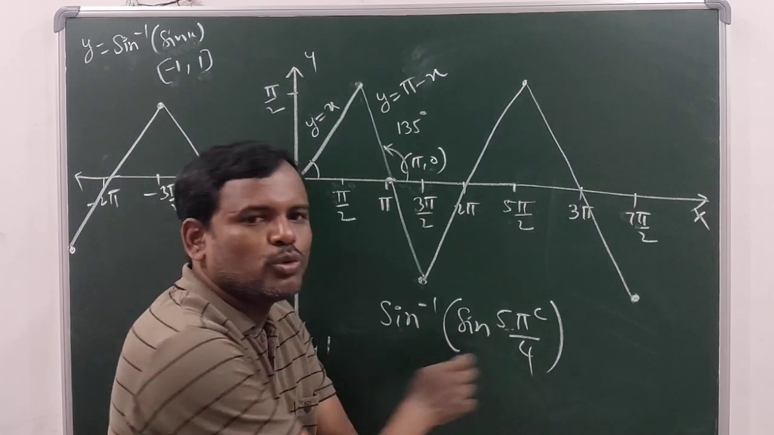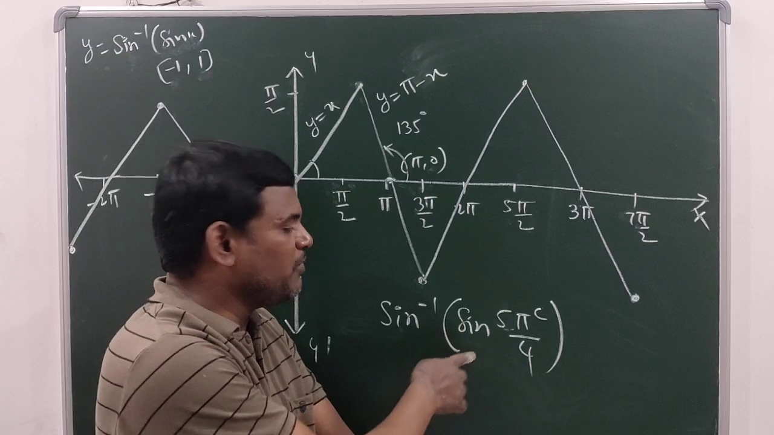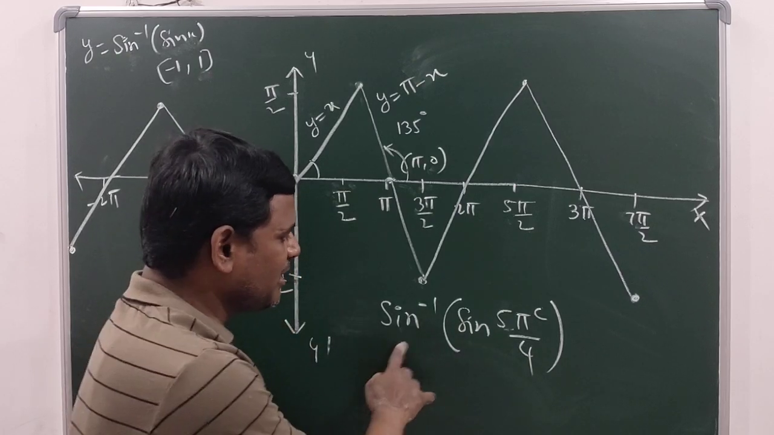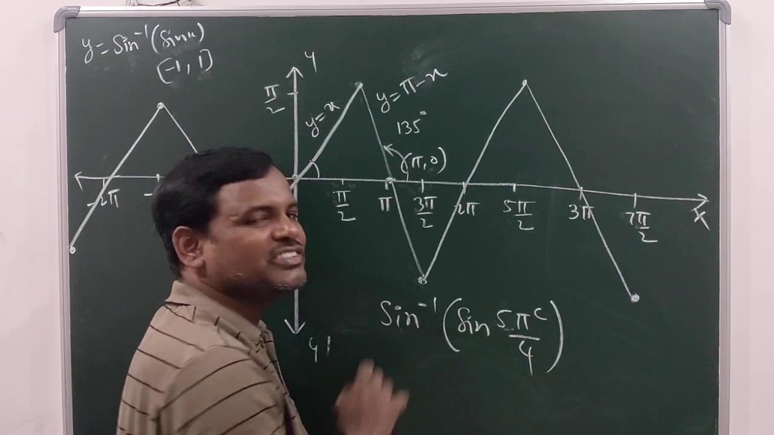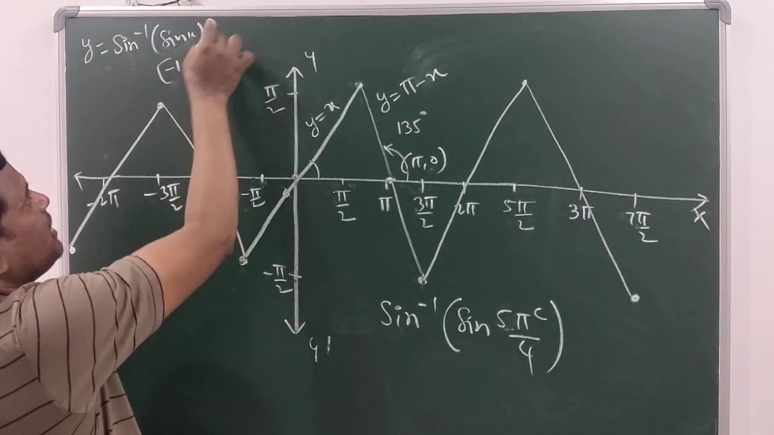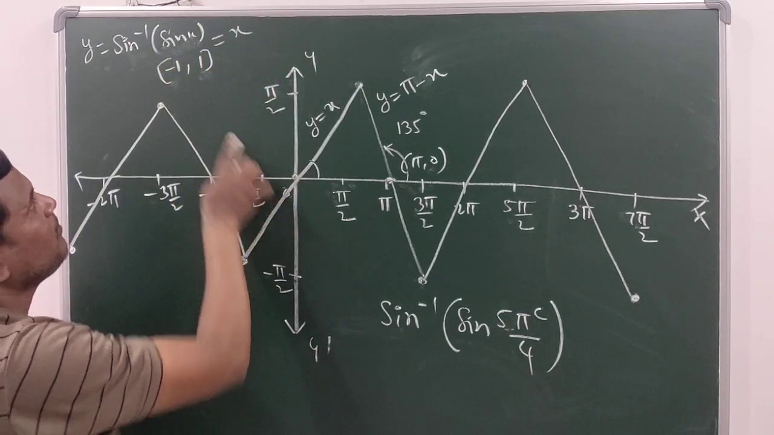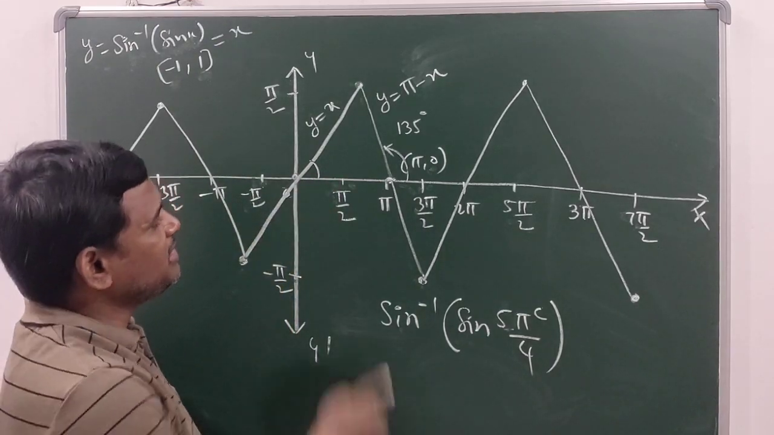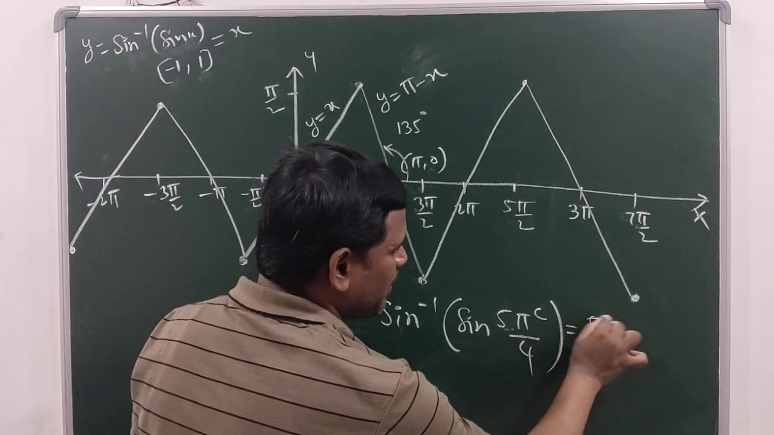Sine inverse of sine 225 degrees. What is the simplification? In the simplification, you may write sine inverse of sine x equal to x, but that is not correct. Don't say it as x. It is x only when the domain value is minus 90 to 90. But when x value is 90 to 270, don't write directly as 5 pi radius by 4.